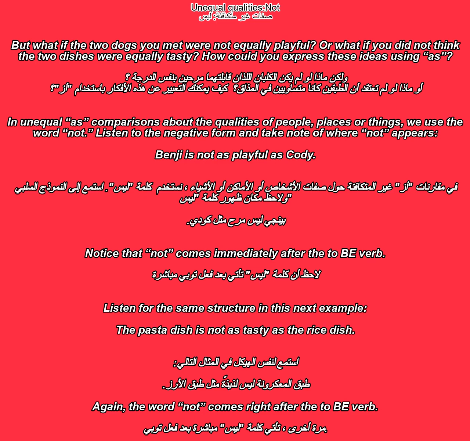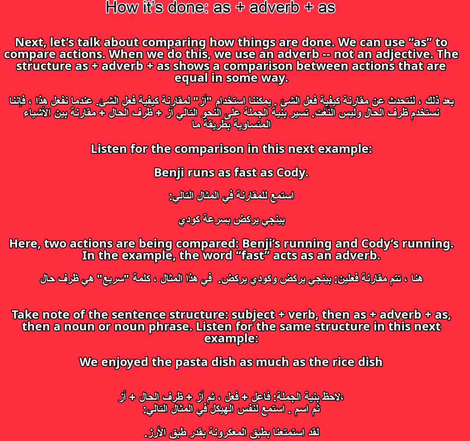Listen for the same structure in this next example. The pasta dish is not as tasty as the rice dish. Again, the word not comes right after the be verb. Now, let's talk about comparing how things are done. We can use as to compare actions.